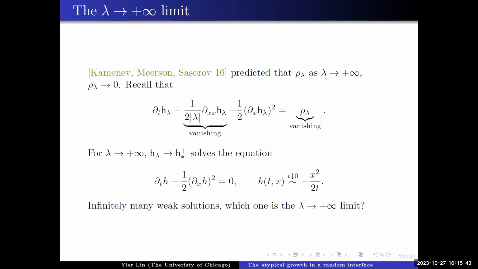On the other hand, you can also let this lambda be very large. And again, these physics works predict that in this case things are quite simple. This rho lambda, this representative of noise, will just vanish. It will just converge to 0. Then you want to understand what happens to the solution.